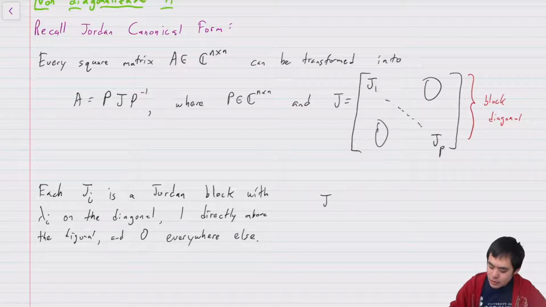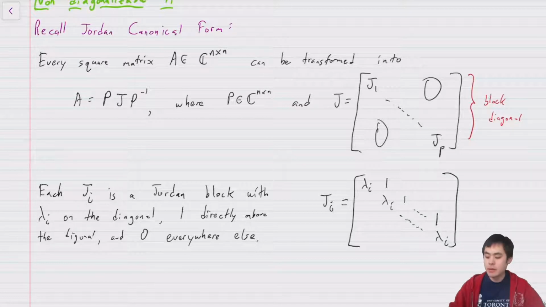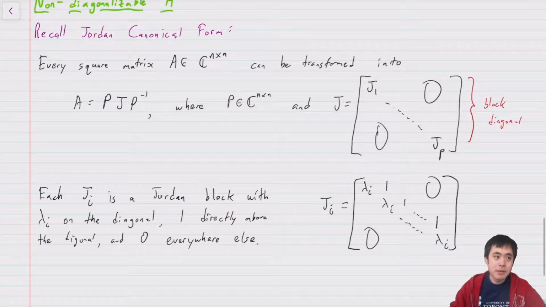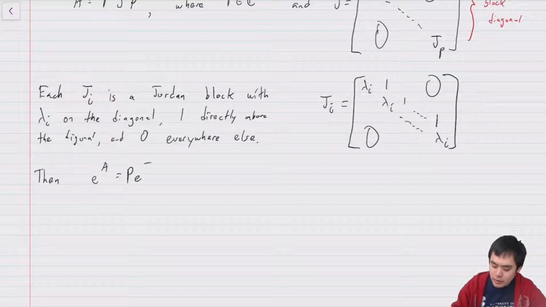Okay, so each of our sub-Jordan blocks J sub I has lambda I on the diagonal, and 1's above it, and 0's everywhere else. Well, then we can apply the same argument. So then we have e to the A is equal to P e to the J P inverse by property 3 above.